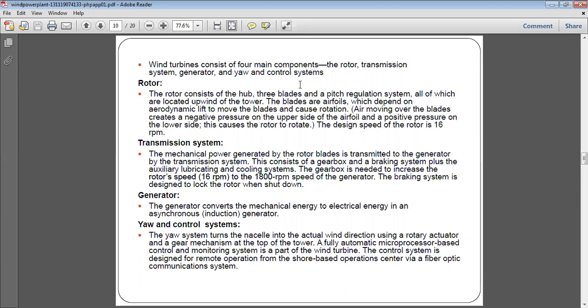The braking system is designed to lock the rotor when shut down. Normally the braking system is used when we have to shut down or lock the rotor, so that even if the wind is blowing, it won't move or rotate in this case.